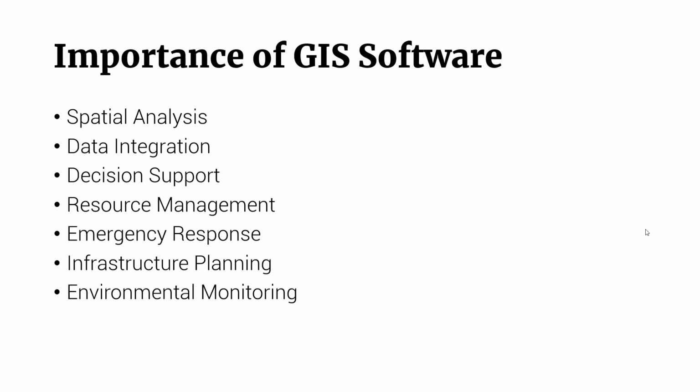So ano ba ang importance ng GIS software? We have 1, 2, 3, 4, 5, 6, 7. Seven importance of GIS software: spatial analysis, data integration, decision support, resource management, emergency response, infrastructure planning, environmental monitoring. So ano ba ang spatial analysis? GIS software enables spatial analysis, allowing users to uncover patterns, relationships, and trends within geographic data. This is crucial for informed decision making in fields such as urban planning and environmental management.